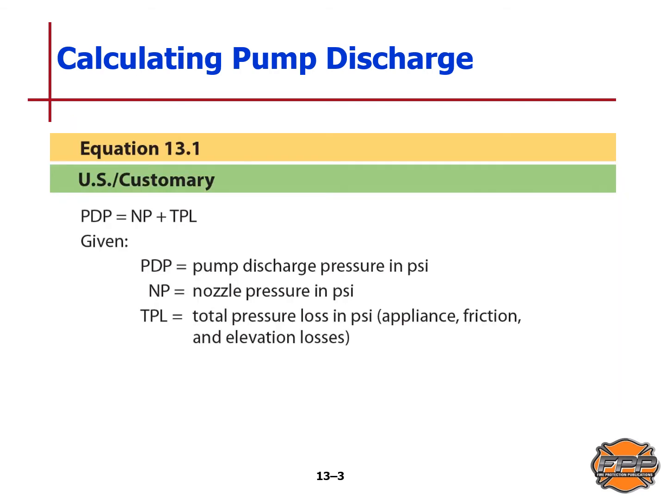So for calculating pump discharge pressure, we have equation 13.1, which is PDP equals NP plus TPL, given that PDP is the pump discharge pressure in PSI, NP is the nozzle pressure in PSI, and TPL is total pressure loss in PSI, which is appliance, friction, and elevation losses.